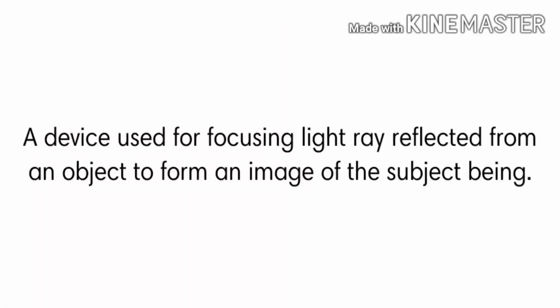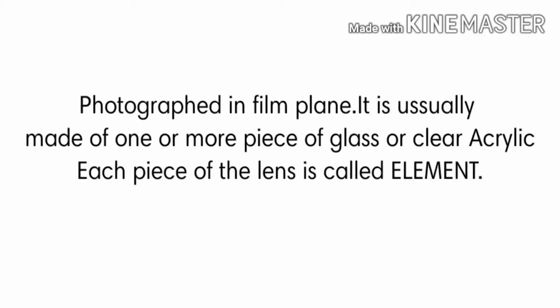So, another definition of lens: a device used for focusing light rays reflected from an object to form an image of the being photographed in the film plane. It is usually made of one or more pieces of glass or clear acrylic. Each piece of the lens is called an element. So the lens is made of glass.